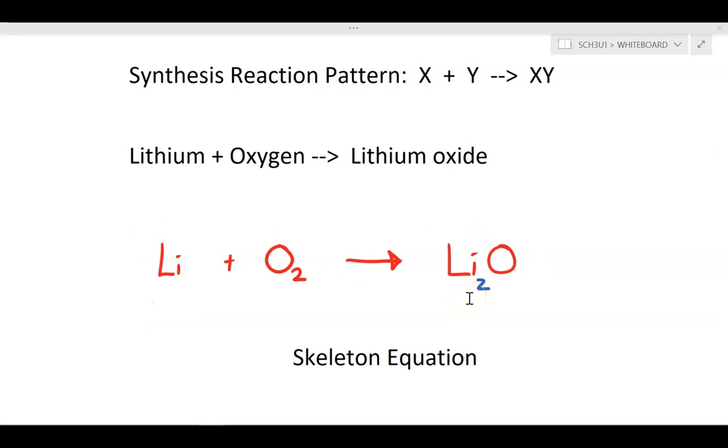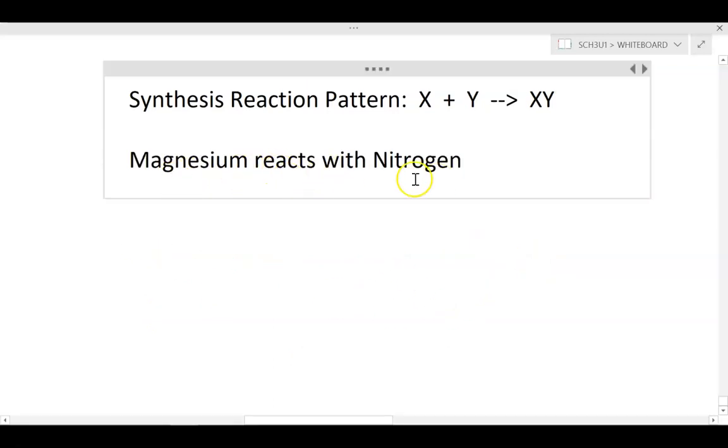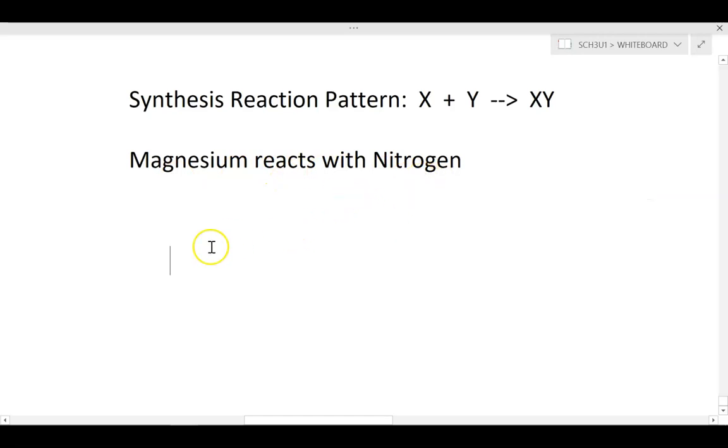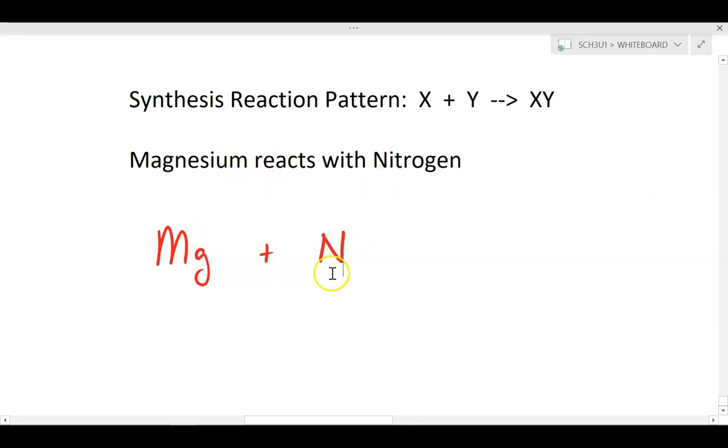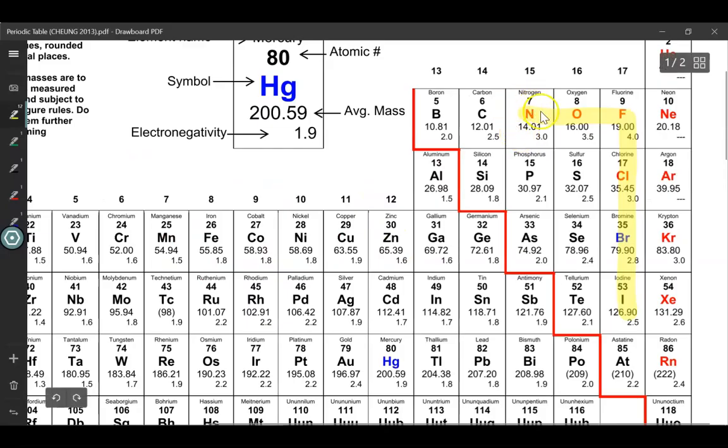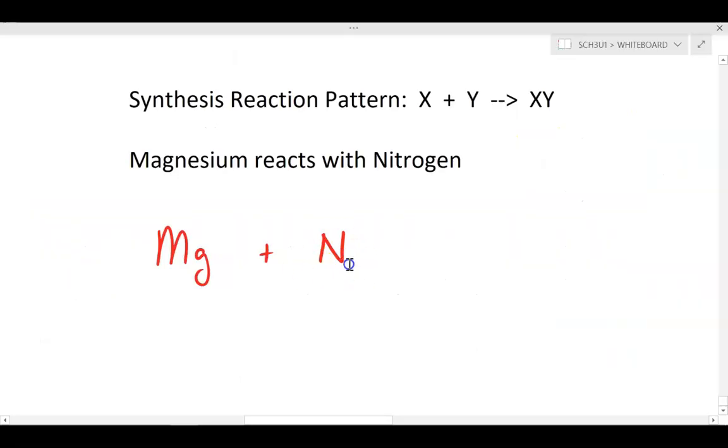Alright, let's try another one. Magnesium reacts with nitrogen. Again, the first step, write out the element symbols. Magnesium Mg, nitrogen N. But again, don't forget that nitrogen is diatomic, so it's not allowed to be by itself.